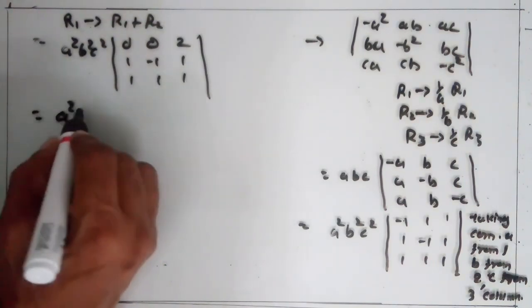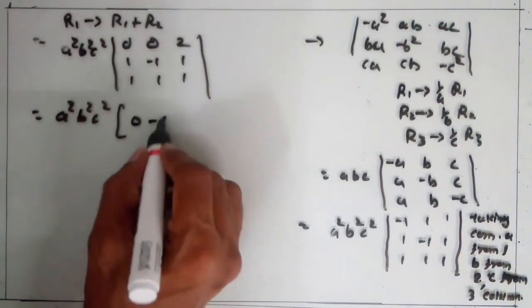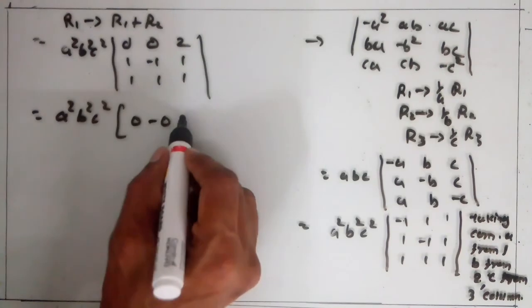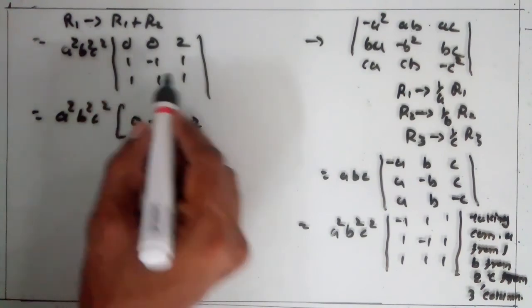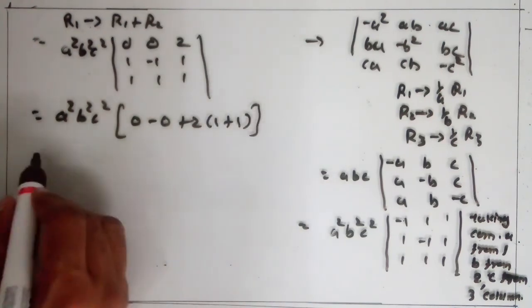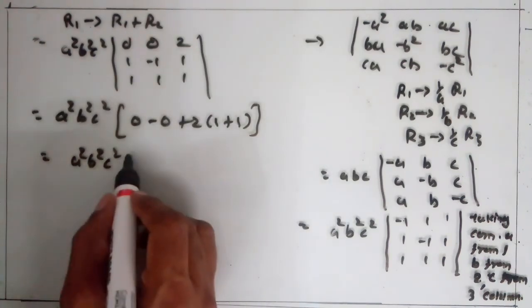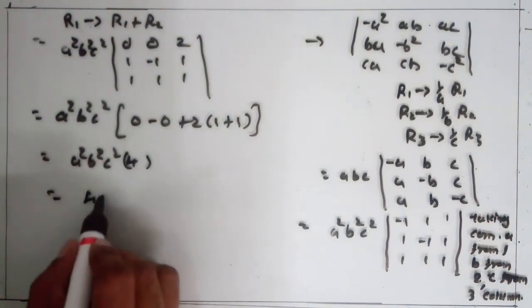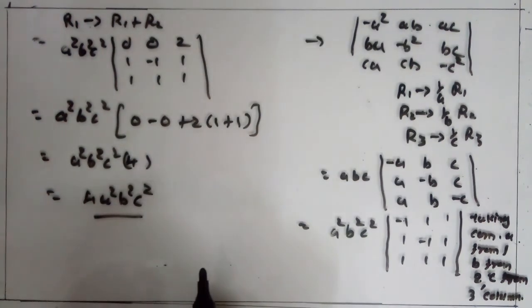Now expand this. So here we get a x square, b square, c square. Here the first becomes 0, minus 0 into any number becomes 0, plus 2 into the determinant after removing this row and column. 1 into 1 becomes 1, minus plus 1. Clear? So we get x square, b square, c square, 2 into 2 becomes 4. So it is equal to 4 x square, b square, c square. Understood? So this is the equation. Remember how to solve this.